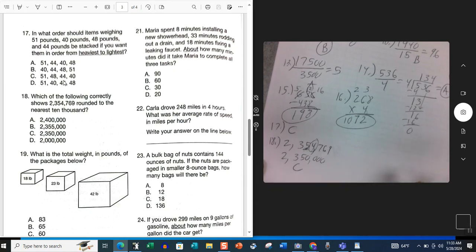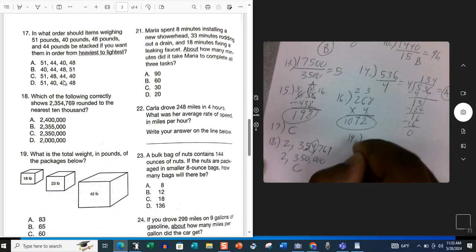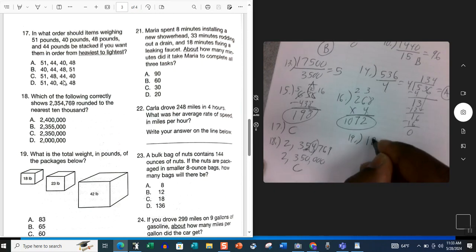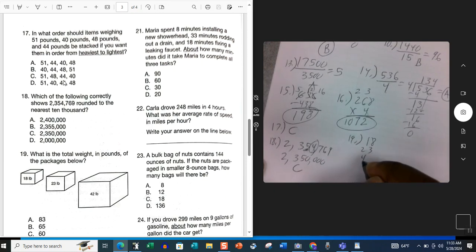Okay, now we go to problem 19. It says, what is the total weight in pounds of the packages below? So they want us to add these. We had 18, 23, and 42. 8 plus 3 is 11, plus 2 is 13, carry our 1. 1 plus 1 is 2, plus 2 is 4, plus 4 is 8. So our answer here is 83, which is A.